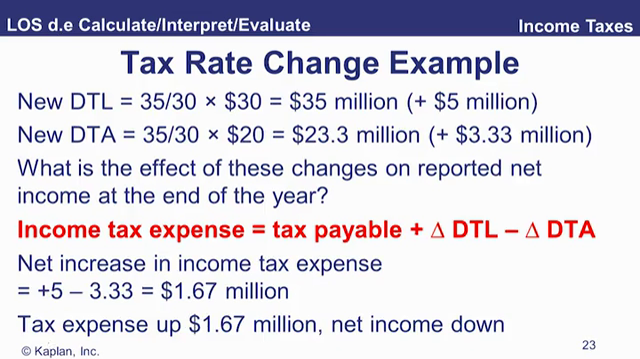Okay, so let's have a look at that income tax expense. You can see the net change in it is the increase in the deferred tax liability causes it to rise by 5 million. The increase in the deferred tax asset causes it to fall by 3.3 million. So overall, we've got a net 1.6 million increase in the tax expense caused by this change in tax rate. Now, of course, if the tax expense goes up, net income comes down.